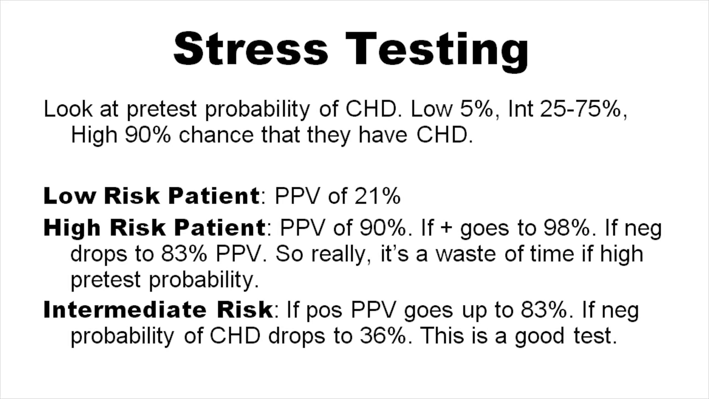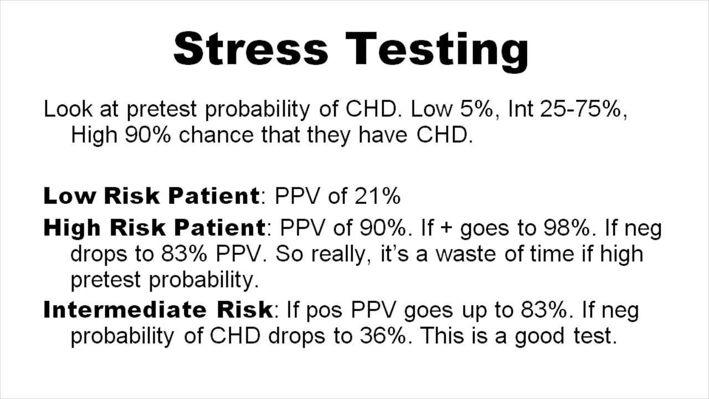So if we take a patient that's high risk, we take them at 90%, it goes up to 98 if it's positive. If it's negative, it drops down to 83. We're still pretty sure they have coronary artery disease. So it really doesn't matter. It's kind of a waste of time to test a patient that's really high risk or high probability, I should say. So these patients, 80% chance or higher that they have it, and if you do a test and it's positive, it goes up to 98%, which we already kind of knew anyways.